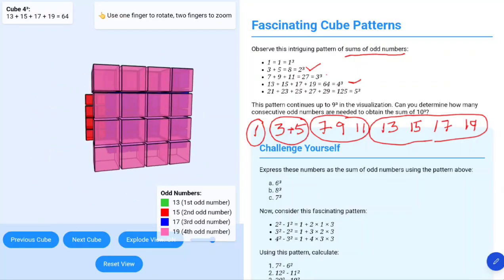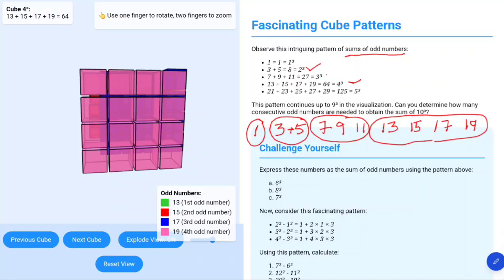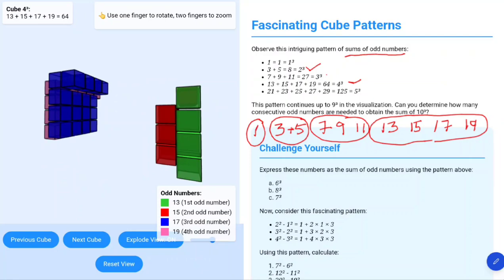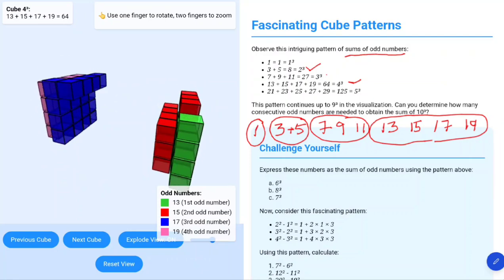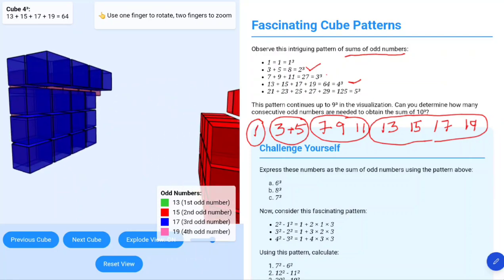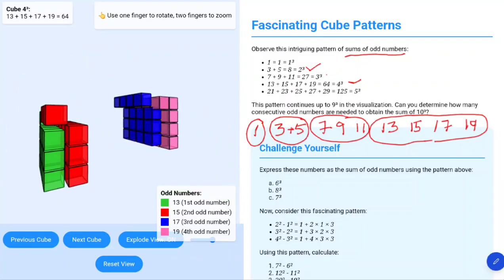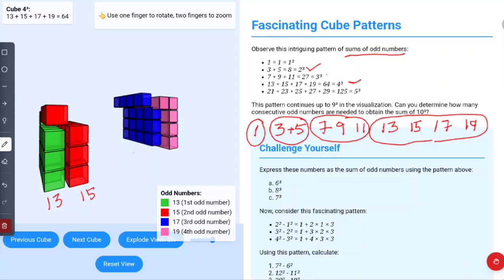Now, how many pink ones? 1, 2, 3, and then another 16. That is 19. All right. And how many blue ones? We have 1, 2, 3, 4, 5. And then, yeah, 17. 17 blue ones. So here you can see the numbers. The green one stands for 13. The red one stands for 15. We have 15 unit cubes. Now, blue one 17 unit cubes. And the pink one we have 19 unit cubes.